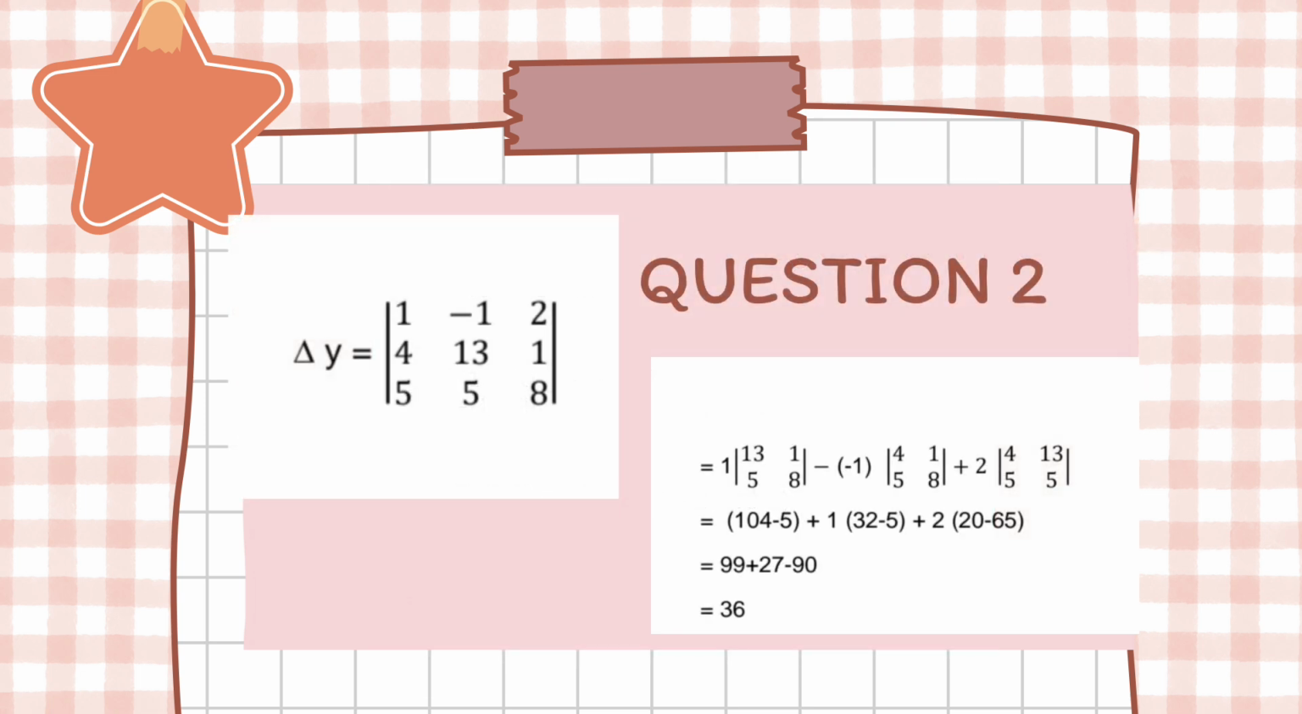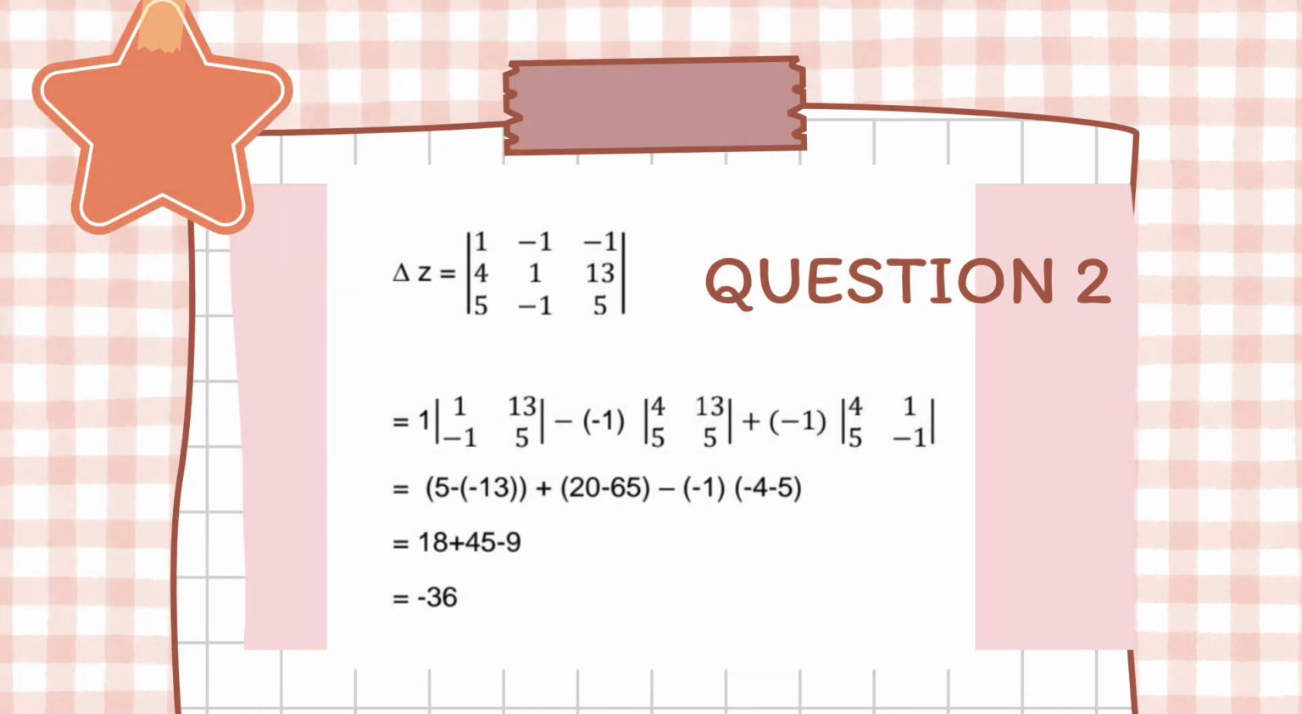Now we can find the determinant of y. First, like we did before, we must make the coefficient matrix of y. So we will replace the column of y, which is the second column, with the numbers after the equal sign. So we will get 1, negative 1, 2, 4, 30, 1, and the last row we got 5, 5, 8. We multiply it like before, and we got the answer for determinant y is 36.